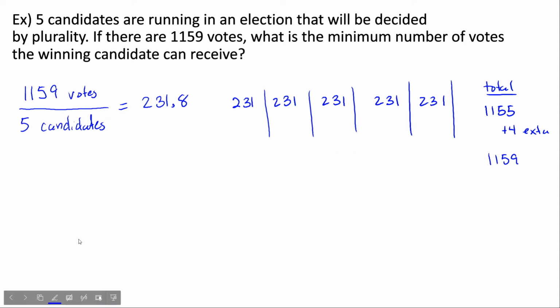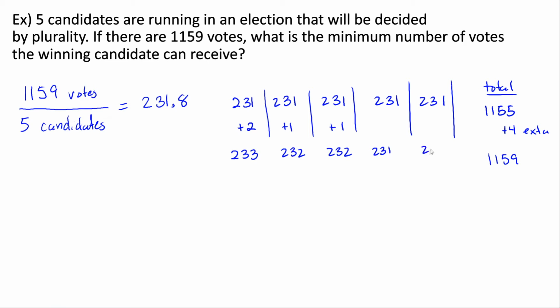Now let's try giving 2 of the extra votes to one of the candidates. So we'll give this candidate 2 votes. Now what we could do is give 1 vote to this candidate and 1 vote to that candidate. So now we have 233, we have 232, 232, 231, 231, and 231. And all of these add up to a total of 1,159. So the minimum number of votes the candidate could win this election with is 233.